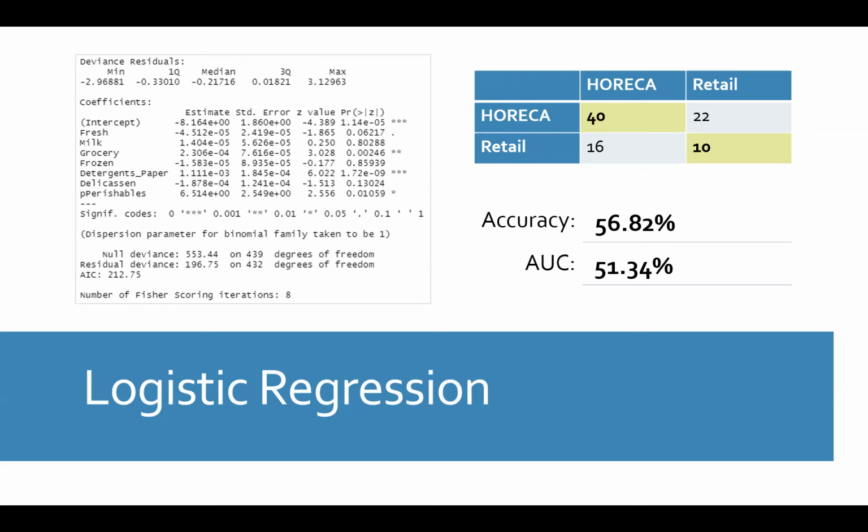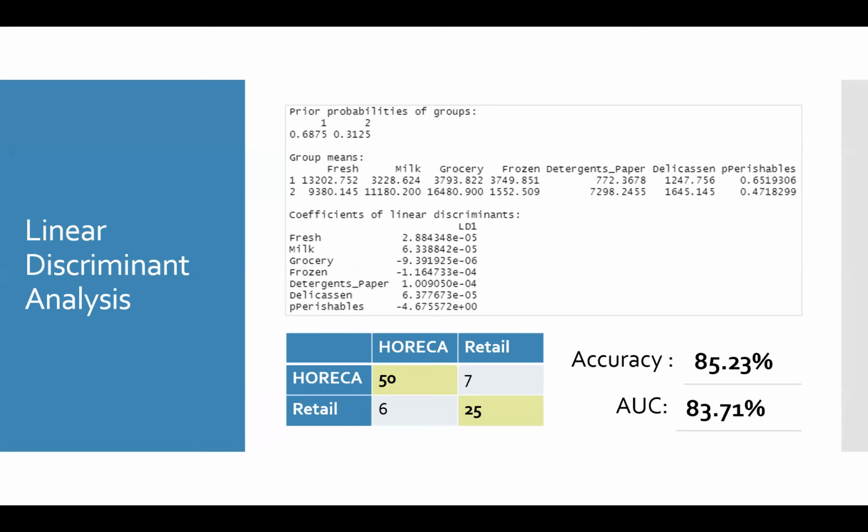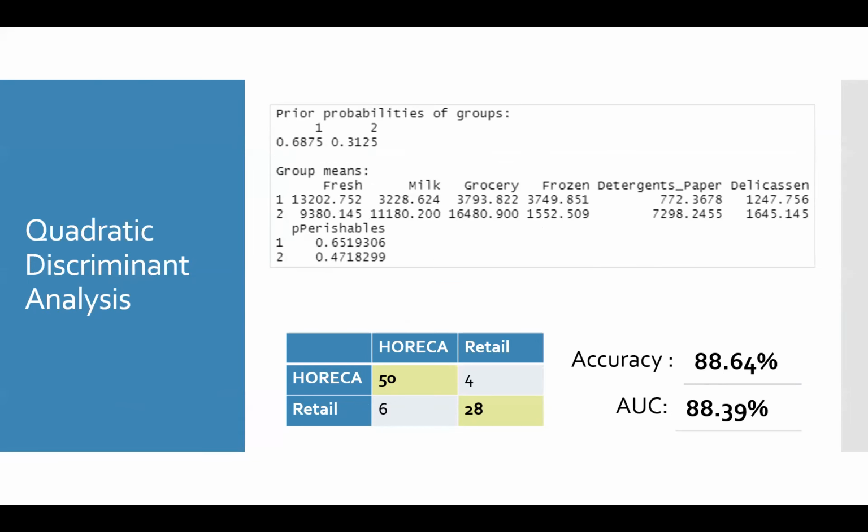So I tried the LDA next to see if there was an improvement. Using the LDA, I was able to get an accuracy of 85.23%, and the AUC in this case was 83.71%, and this was a significant improvement over the previous one based on their accuracy. After this, I also tried the QDA, which was also an improvement over the logistic regression as well as the linear discriminant analysis. This one had an accuracy of predicting 88.64% of the customers correctly and had an AUC of 88.39%.